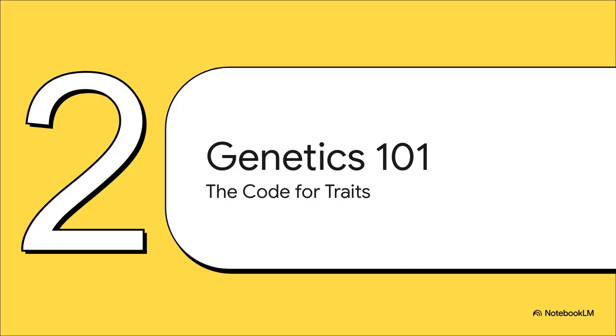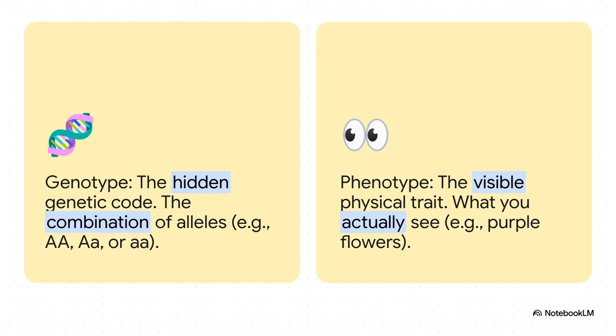Okay, but if we're really going to get this, we've got to learn the language, right? You can't understand the game if you don't know the rules. So that brings us to Section 2, Genetics 101, our little codebook for traits. All right, there are two words you absolutely have to know: genotype and phenotype. Think of it like this. The genotype is the behind-the-scenes computer code. It's the combination of gene versions, we call them alleles, that you can't see.